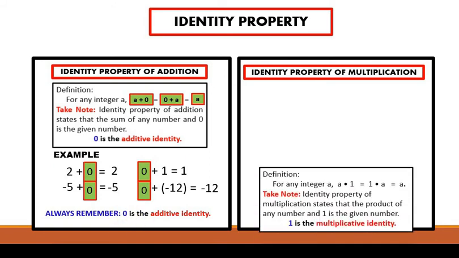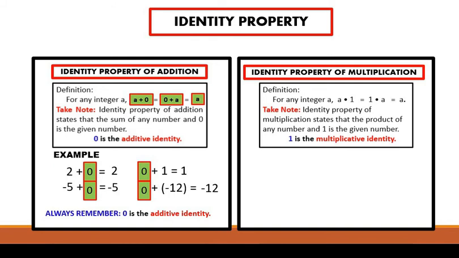Sa multiplication, yan. Identity property of multiplication states that the product of any number and 1 is the given number. What does it mean? This time, 1 is the multiplicative identity. Kahit ano daw na number na minultiply mo sa 1, ang sagot is yung number na minultiply mo. Okay? So, like 4 times 1, the answer is 4. Okay? Any number multiplied by 1, the answer is the number that you multiplied by 1. That is called identity. Siya at siya.